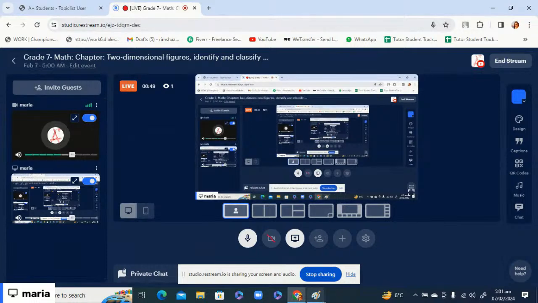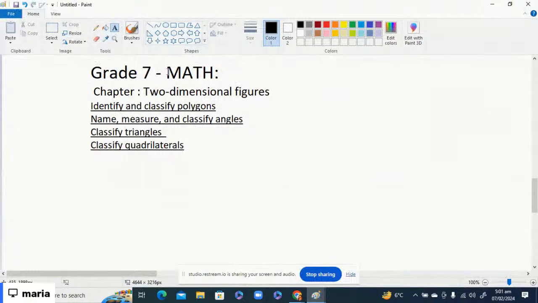Today we will discuss grade 7 maths. The chapter is two-dimensional figures, and here are the lessons: identify and classify the polygons; name, measure and classify the angles; classify triangles and classify quadrilaterals. This is the name of the chapter and these are all the lessons.